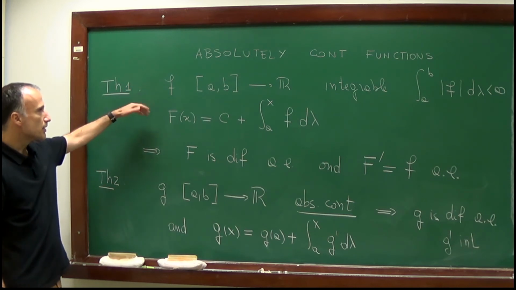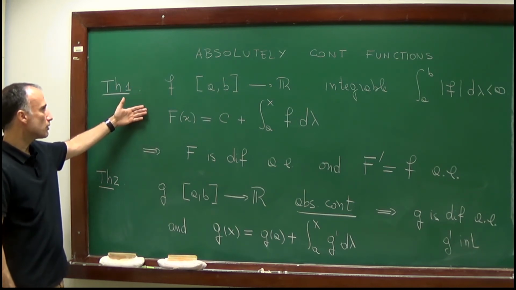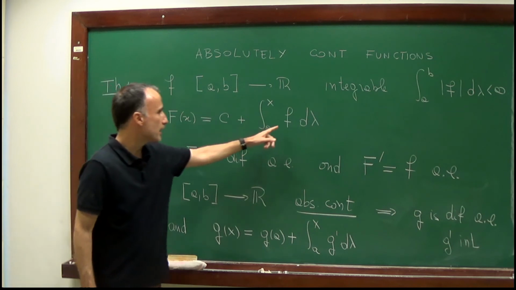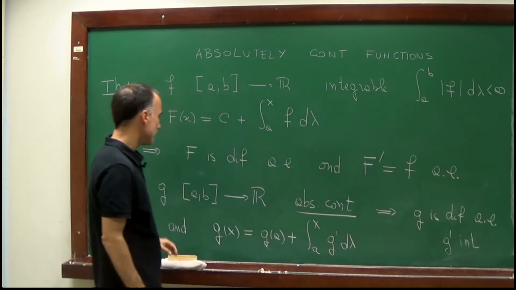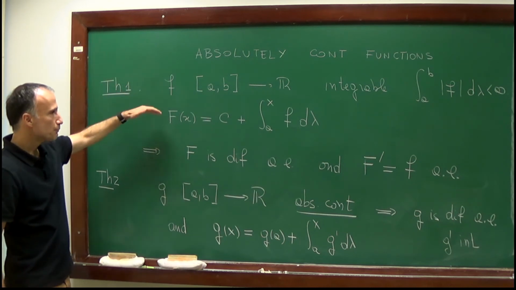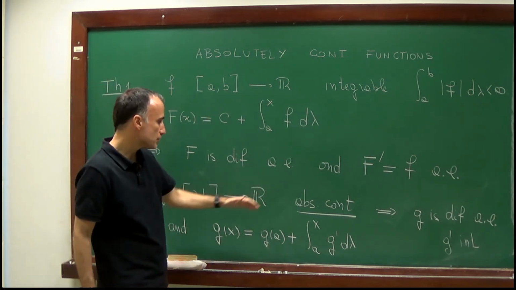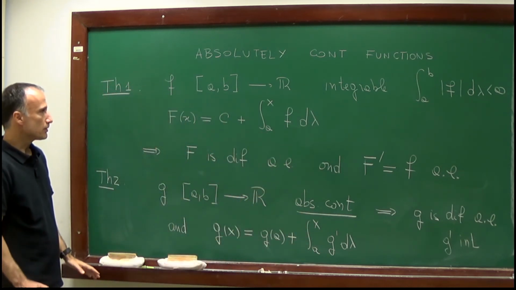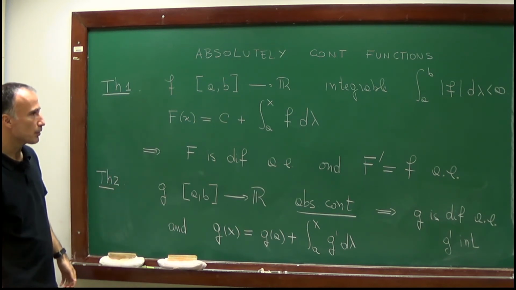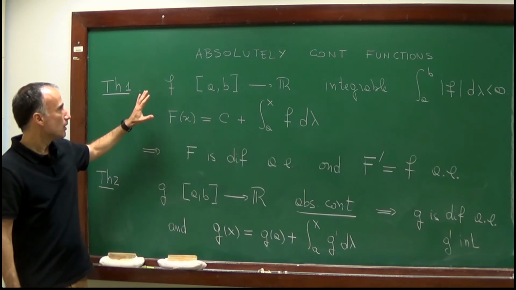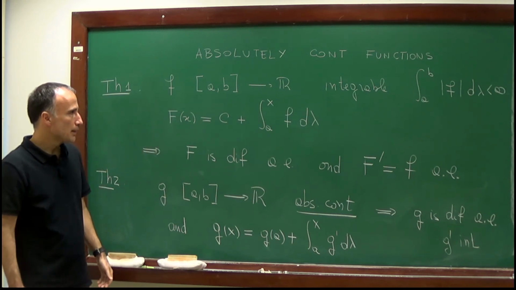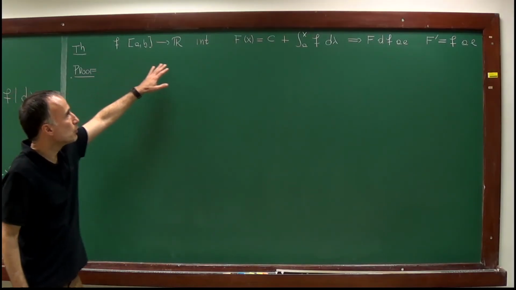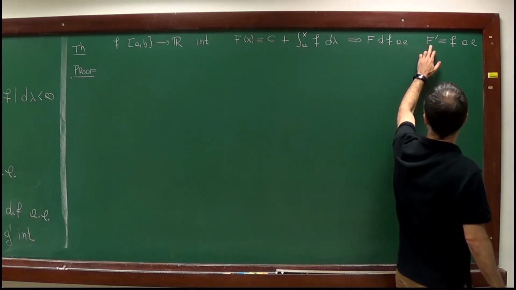So this is essentially the converse of that statement, right? You start here with a function which is given by this expression. You show that then F prime is equal to f, and then you have a certain converse. If the function is absolutely continuous, then it can be written in this way, where f is g prime, right? So these are the two main theorems I will prove in this lecture, and we'll start from the first one, which is easier. So I just recall here the theorem we want to prove. So we want to show that F is differentiable and that F prime is equal to f.